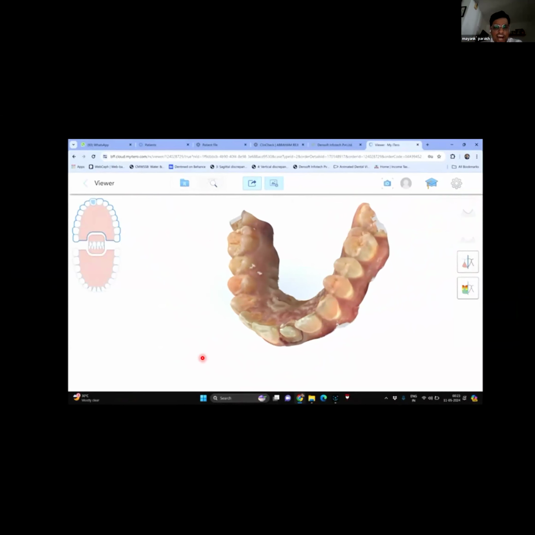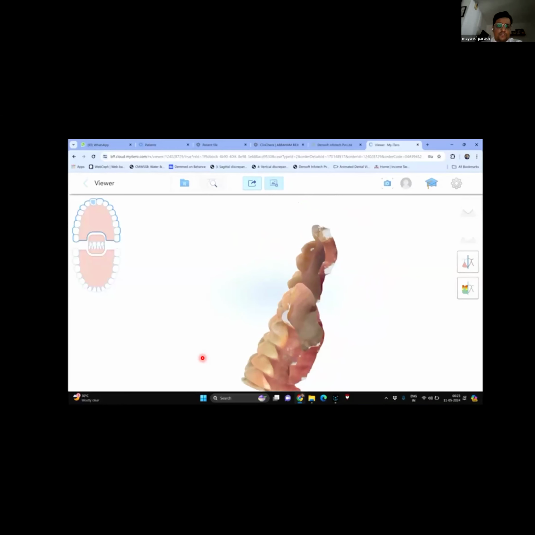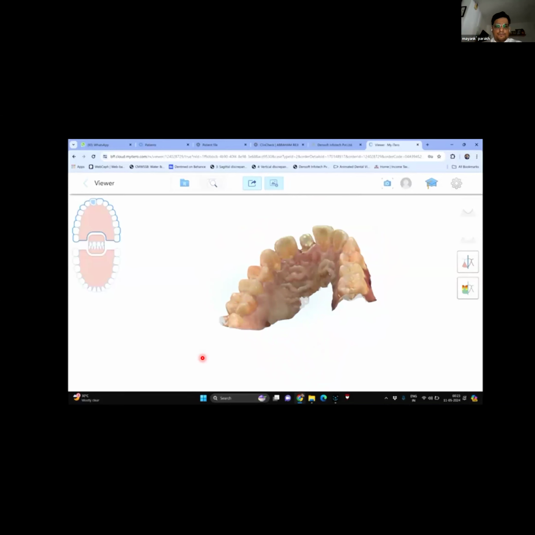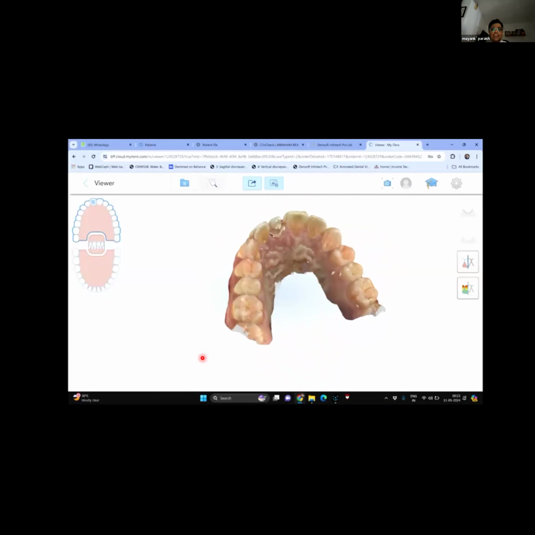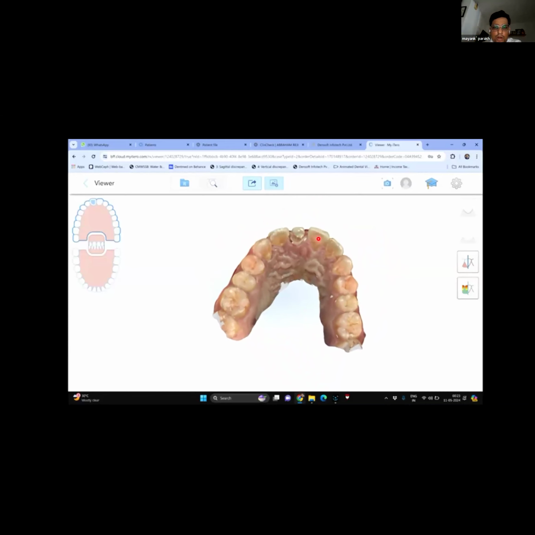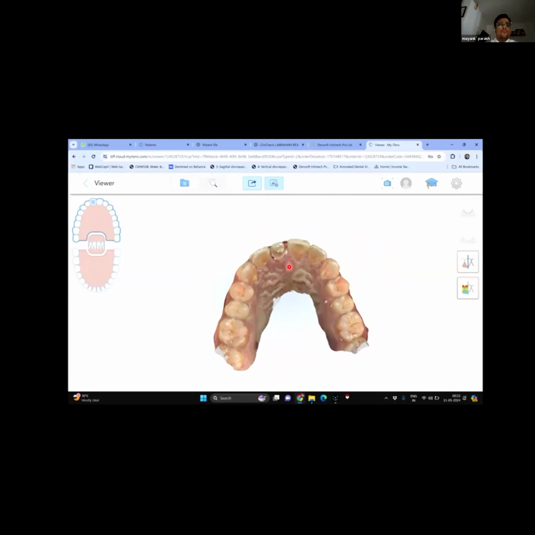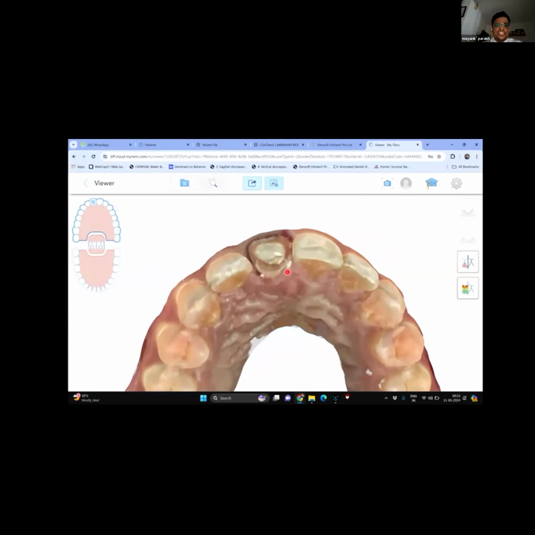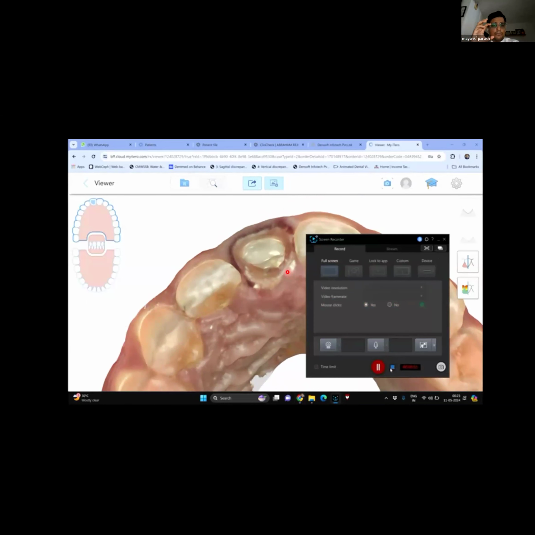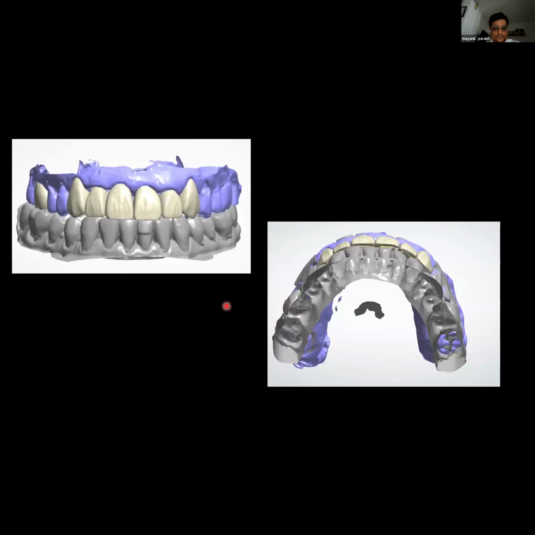This is how the entire arch was scanned. As you can see the benefit, you can move the entire scan around, see every angulation, and see if anything has been left out. As you can see here, there was a small white area which was not scanned correctly. So following this, we scanned that area again. If such errors are there in a conventional impression, it's very difficult for us to record this properly, and hence, since we had a scan, we could immediately scan it and record the details.